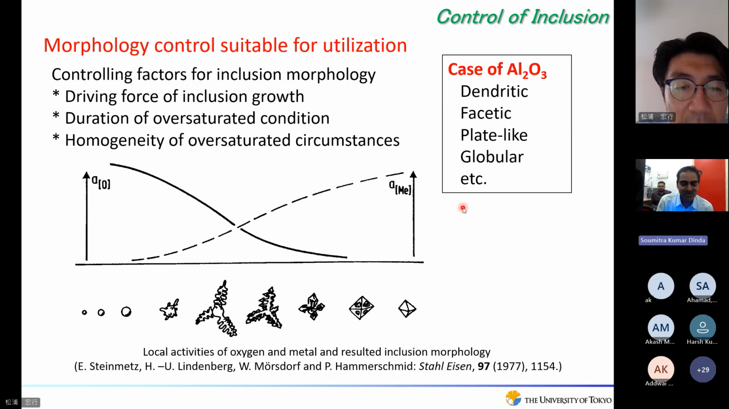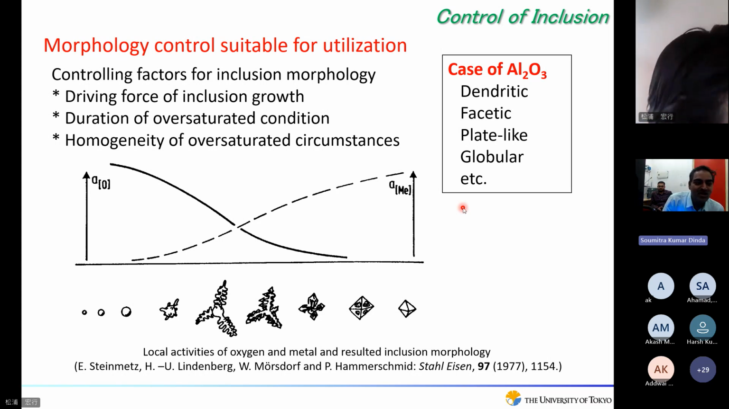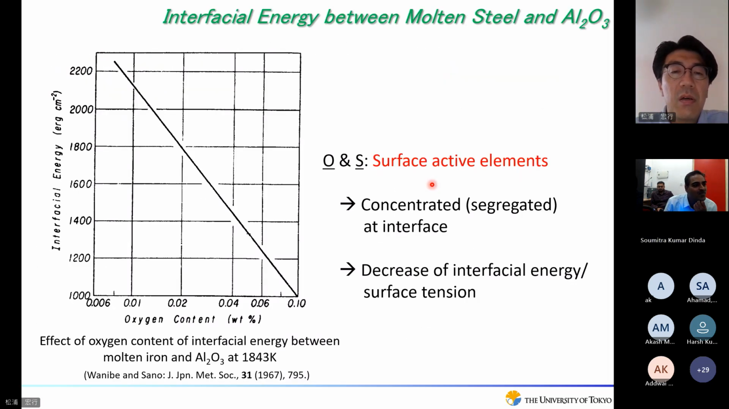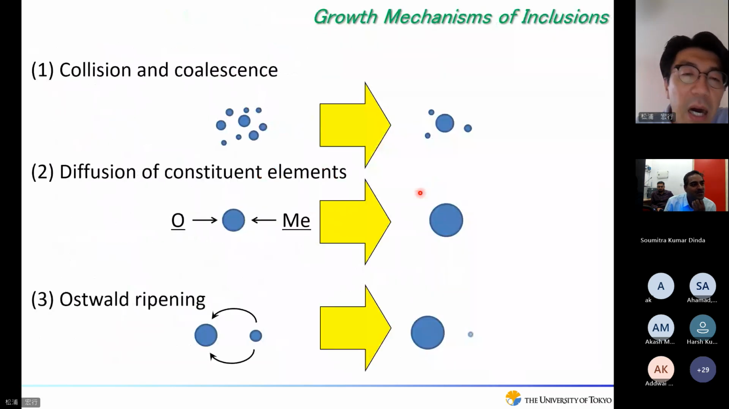Then I have one more small question. For the inclusion growth, how is Ostwald ripening different from the collision and coalescence mechanism? Oh, I see. I didn't describe Ostwald ripening in great detail, but actually Ostwald ripening happens due to the different solubility of two particles in the molten metal.